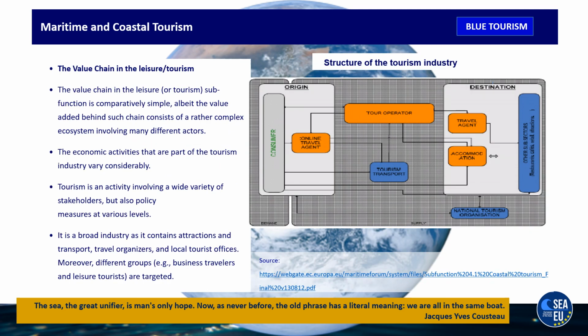As you can see in this picture, the value chain in the leisure tourism sub-function is comparatively simple. It's actually involving a wide variety of stakeholders, but also policy measures at various levels. It is a broad industry as it contains attractions and transport, travel organizers, and local tourist offices. Moreover, different groups, such as business travelers and leisure tourists, are targeted.